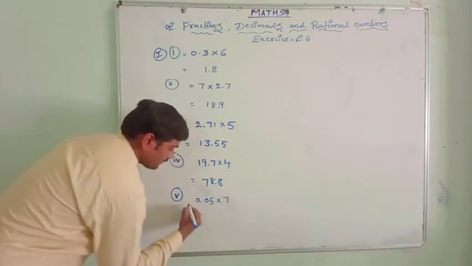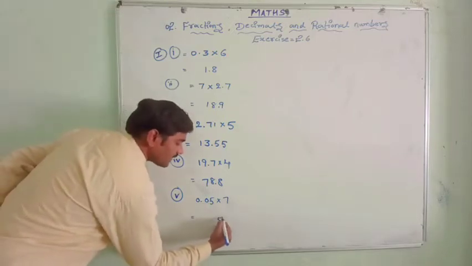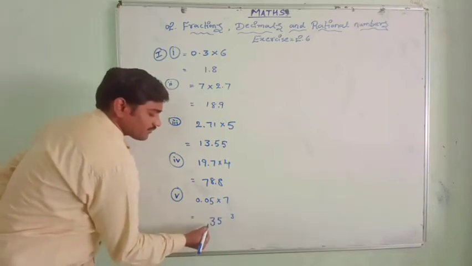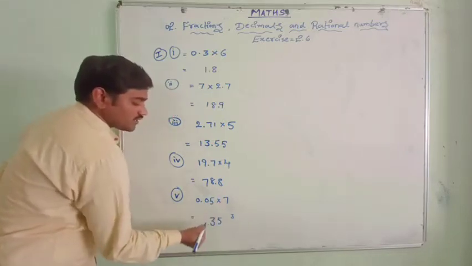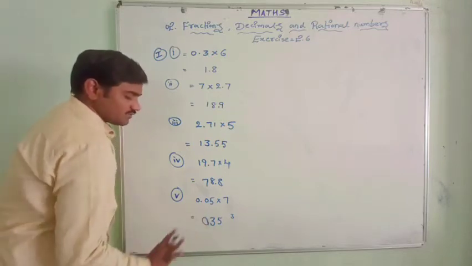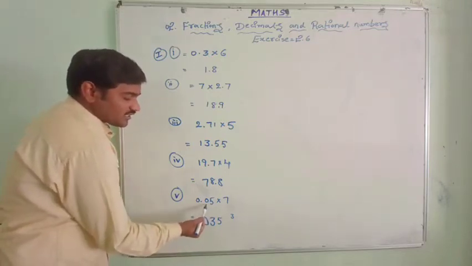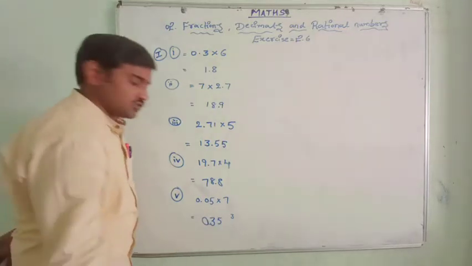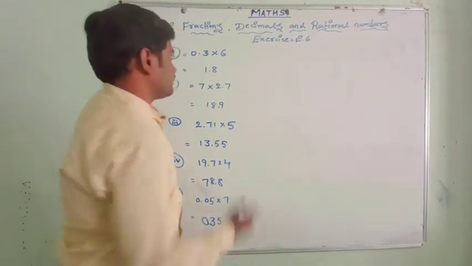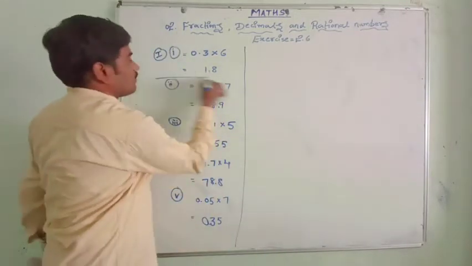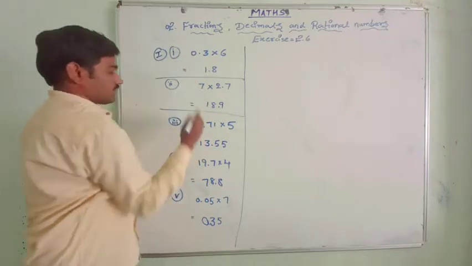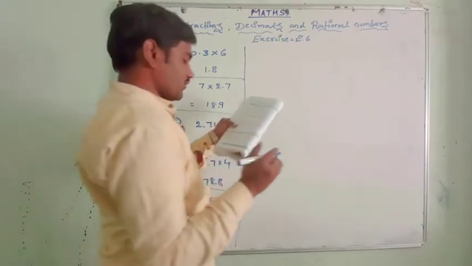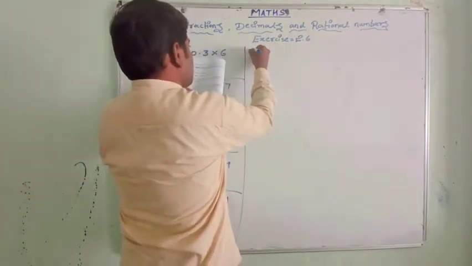0.05 into 7. 5 sevens are 35, 3 carry. 7 zeros are 0, plus 3, 3. So we count how many decimal digits are there? 1, 2. So 2 digits we will count. That is 0.35. 0.35 is the answer here. Fifth one, we have completed this one. See that, 1, 2, 3, 4 and 5 problems we have completed.